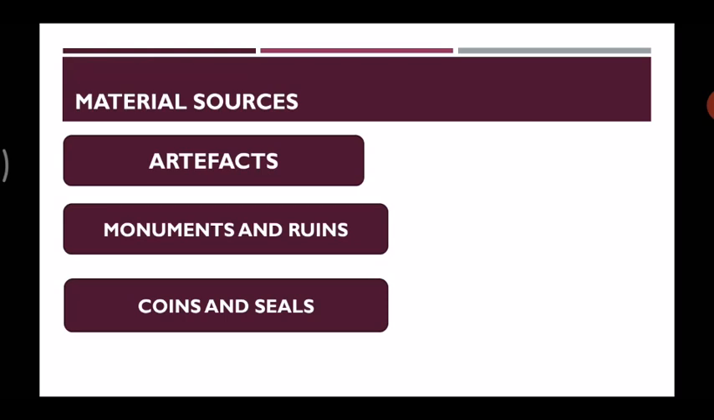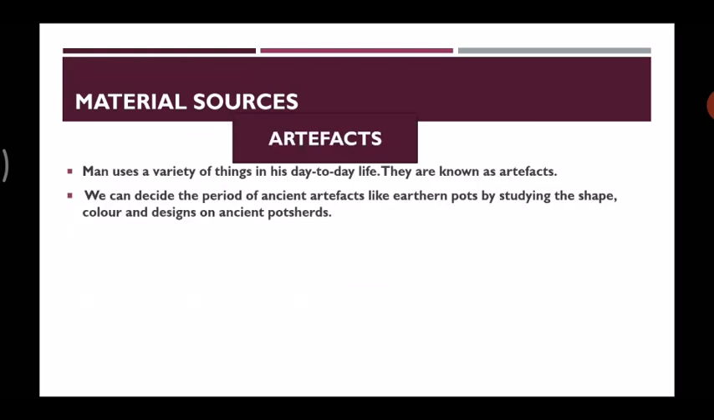Okay, now we will see in detail what artifacts are. Man uses a variety of things in his day-to-day life, as you all know, right? So he keeps on making new things. These things are known as artifacts. Artifacts used by humans in the past provide us valuable information about the life of ancient times. Now, ancient means many, many years ago, many, many years old. So, about the life of the ancient times.